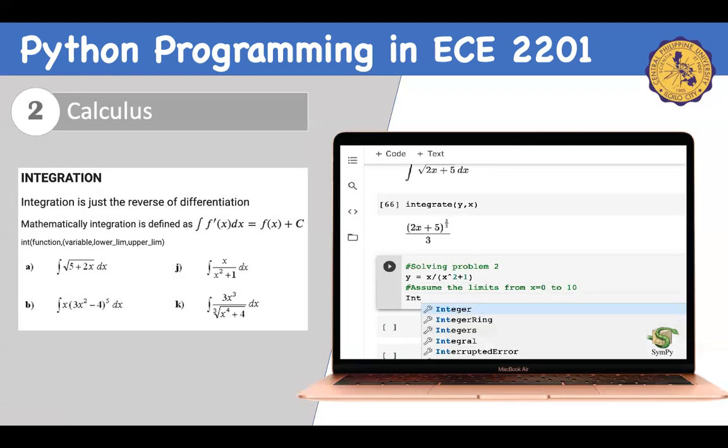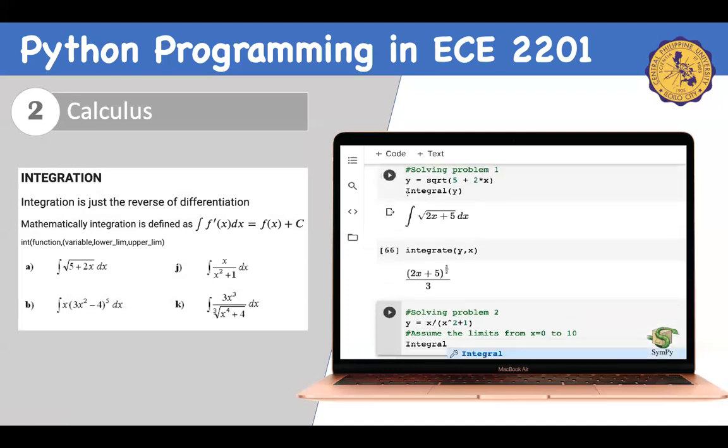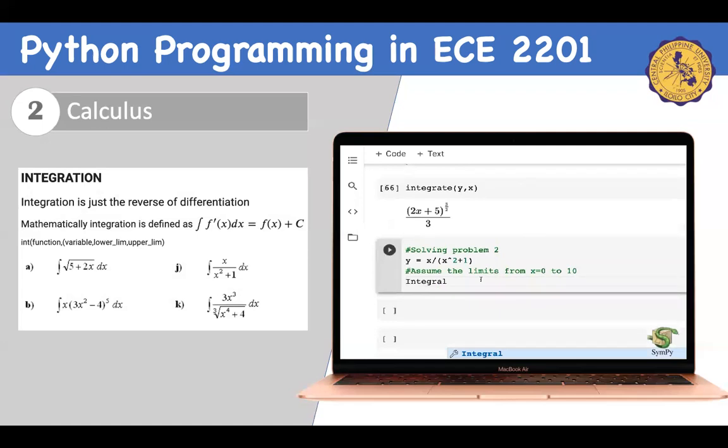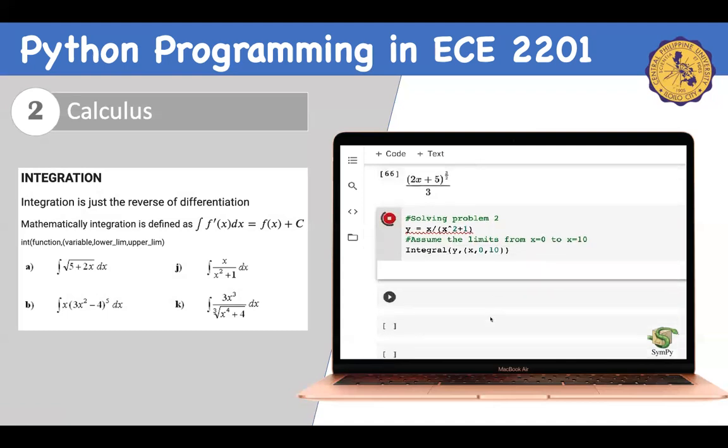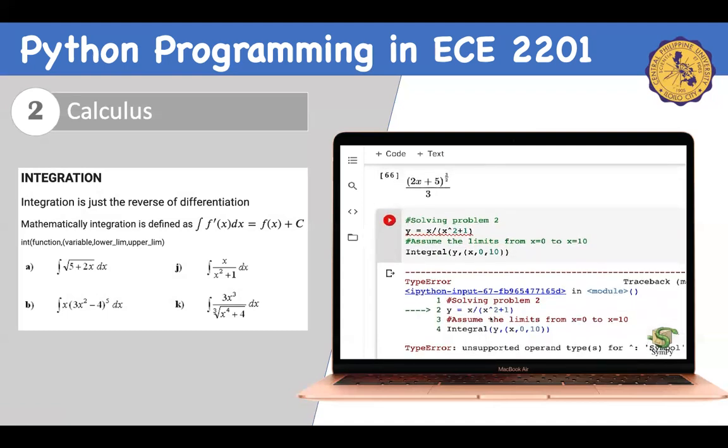So to write the limit, you can say integral. This is to display the integral with limits. So integral is to display. Integrate is to solve. So integral of y with limits. Now this is how you put limits. Now you have your parentheses, then x from 0 to the value of 10.